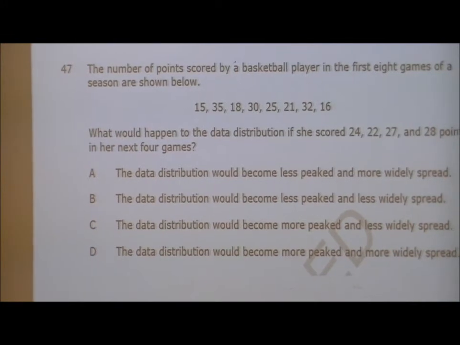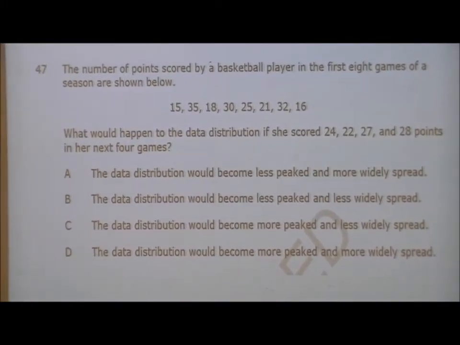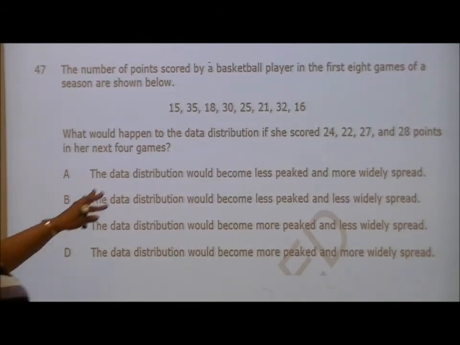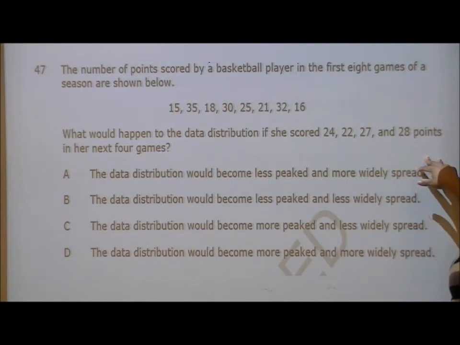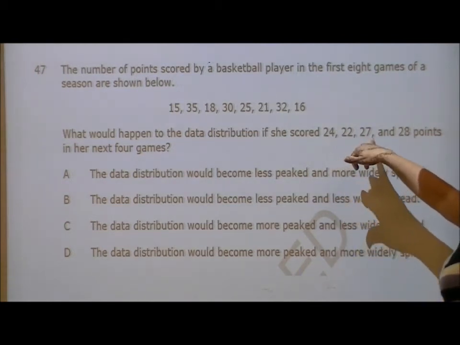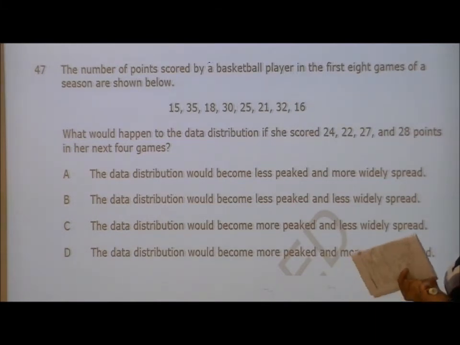Okay, look at number 47. The number of points scored by a basketball player in the first 8 games of the season are shown below. I think you'll like this problem. What would happen to the data distribution if she scored 24, 22, 27, and 28 points in her next 4 games? So what we're going to do, first of all, is we're going to look at the average, and then we're going to see what happens.